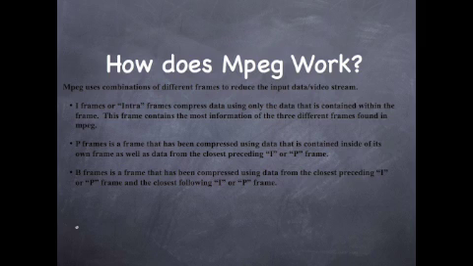P-frames are frames that have been compressed using data that is contained inside of its own frame, as well as data from the closest preceding I or P frame. And finally, B-frames are frames that have been compressed using data from the closest preceding and the closest following I or P frame. These frames are all put together to make a train of frames, and we're going to cover that in one second.